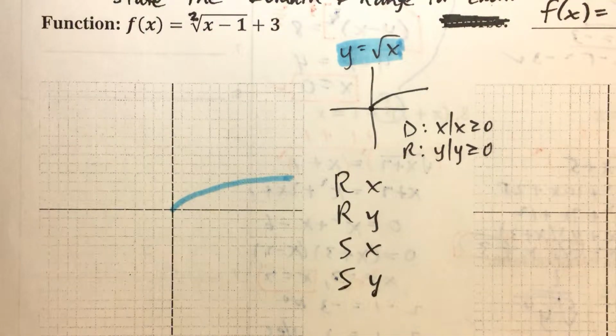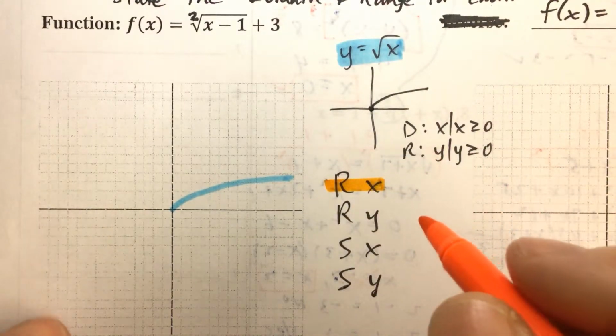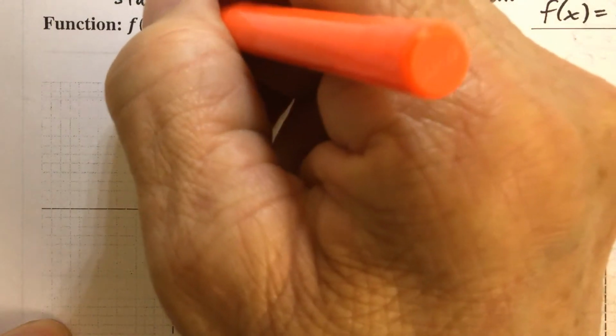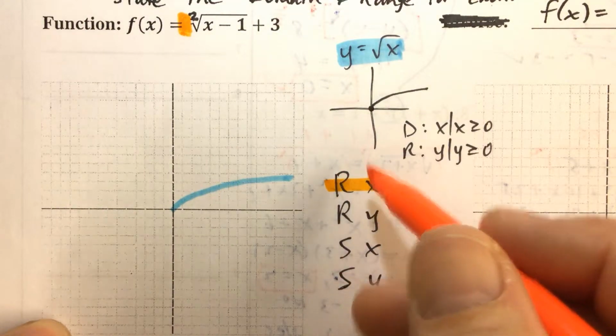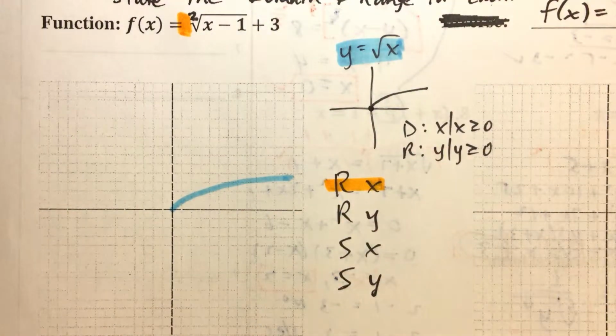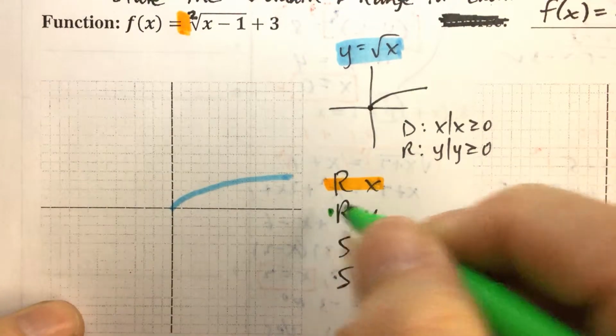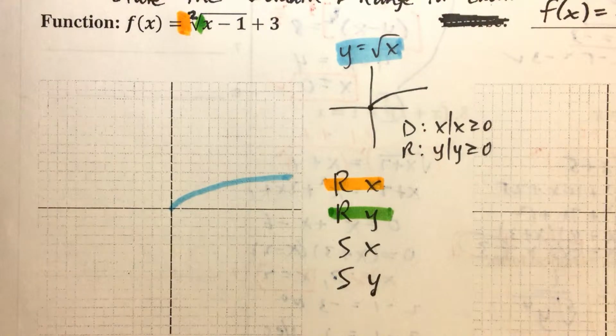So where do we find whether or not we reflect about the x-axis? Well, if we see a minus sign in front of the radical, then we're going to reflect about the x-axis. But we can see we don't have a minus sign there, so we're not going to reflect about the x-axis. What do we look for next? Are we reflecting about the y-axis? Well, then we look to see if there's a minus sign in front of the x underneath the radical, and there's not, so we're not going to reflect about the y-axis either.